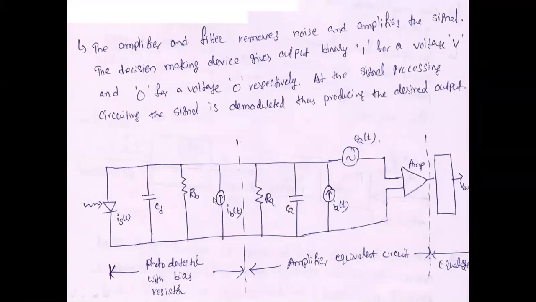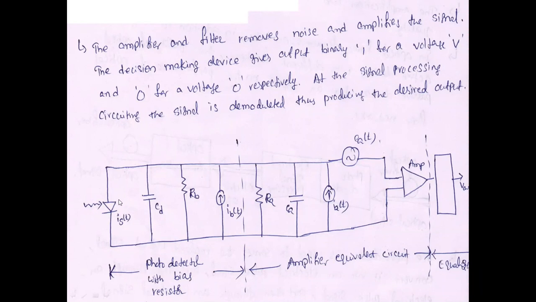Right? See this one. This is the exact equivalent circuit for the receiver design. Here, the equivalent circuit contains three parts. First one is the photodetector with bias resistor. The second one is the amplifier section equivalent circuit. Next, the equalizer circuit. Three sections: photodetector stage, amplifier stage, equalizer stage. Here, see this one. First, we have discussed the photodetector stage with bias resistor.